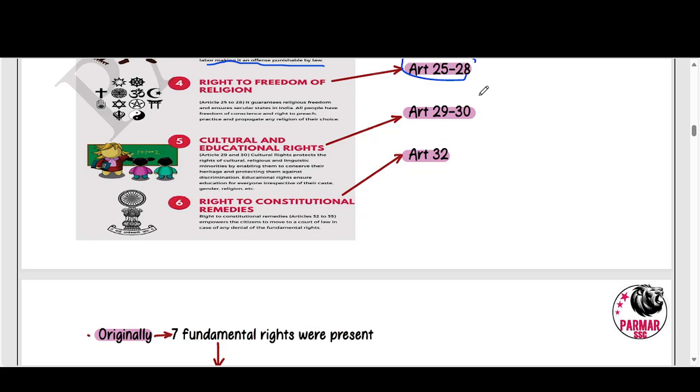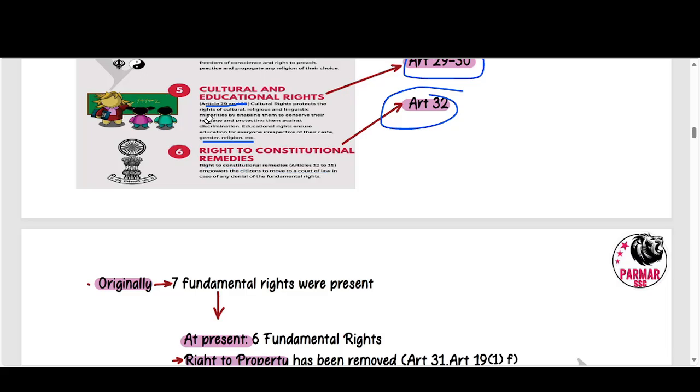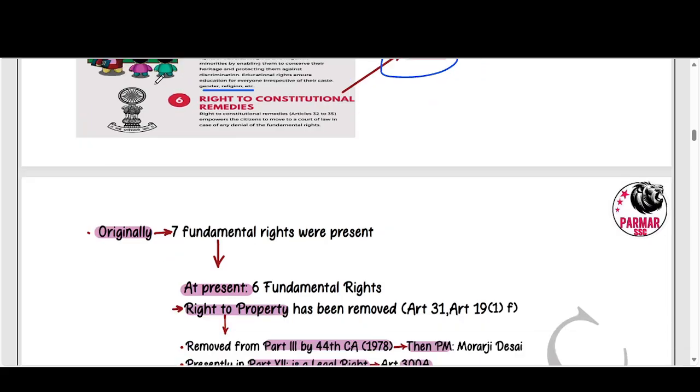Cultural and educational rights, Articles 29 to 30, protect the right to culture, religion and language of minorities by enabling them to conserve their heritage and protecting them against discrimination. Education is ensured for everyone irrespective of caste, gender and religion. Right to constitutional remedies, Article 32, empowers citizens to move the court in case of any denial of fundamental rights.